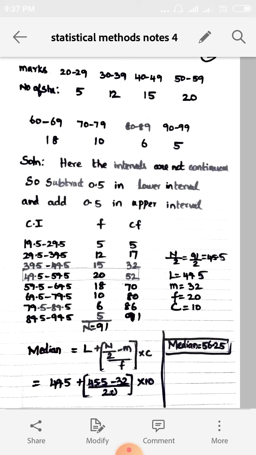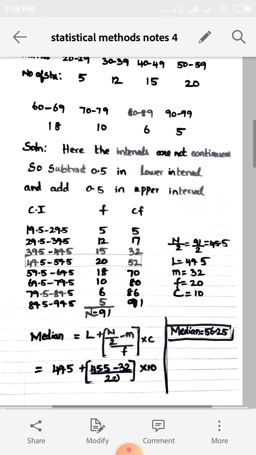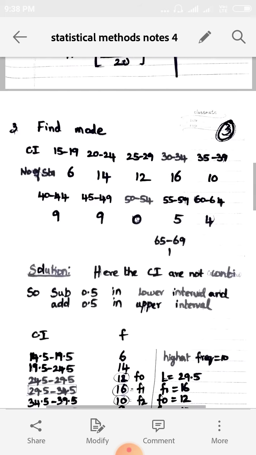First find N by 2, so 45.5. And see where the 45.5 lies in the cumulative frequency. We only have to look at the cumulative frequency. So in between 32 to 52, 45.5 lies. So put one box. The corresponding lower interval is 49.5, and the frequency is F equal to 20, and the cumulative frequency of the pre-median class is 32. M is equal to 32 and C is equal to 10. Substitute all the values in the formula. We get the answer, median is equal to 56.25. Clear? Same in mode.